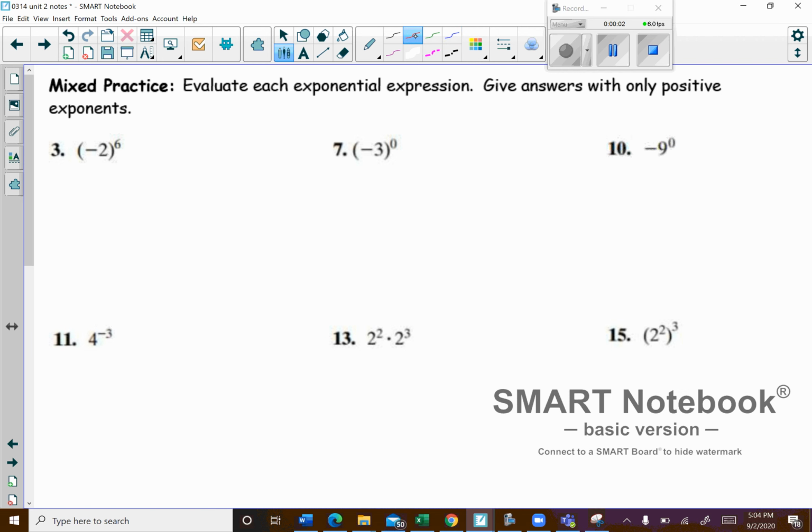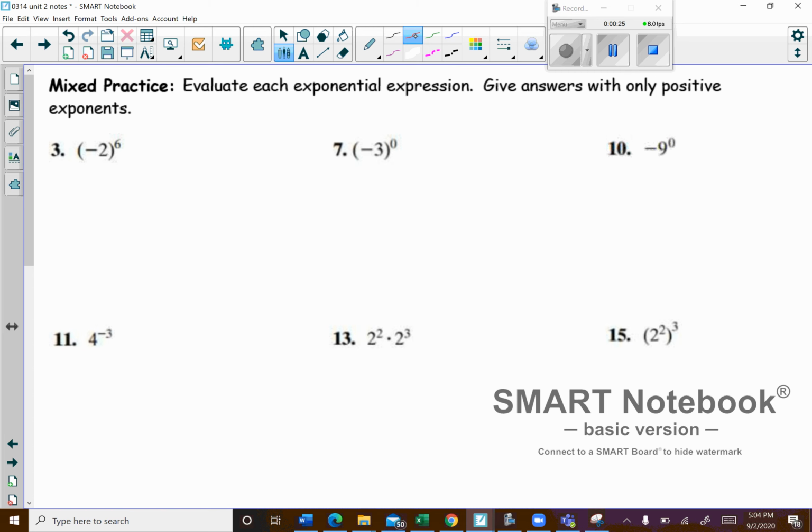So here's part two of 2.1, the properties of exponents. Now we're going to do some mixed practice, and so we're going to incorporate multiple rules into single problems. At first, not so much, but as we get a little bit further into it. You'll notice it says give all our answers with only positive exponents.